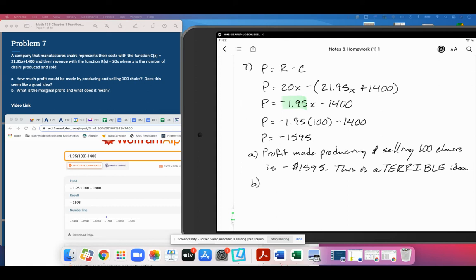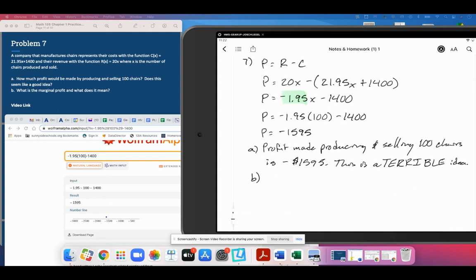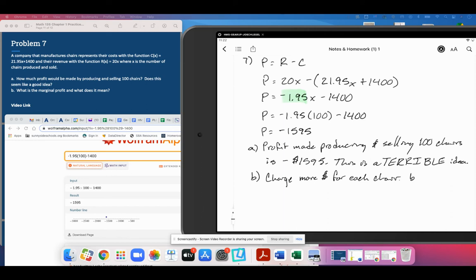So there are two options that we have. We can either buy cheaper materials so that our marginal costs drop, or we can charge more money for each chair. It seems like the simpler answer would be to go ahead and charge more for each chair, because we are losing $1.95 every time we sell a chair.